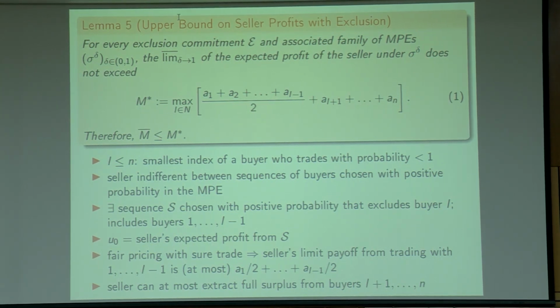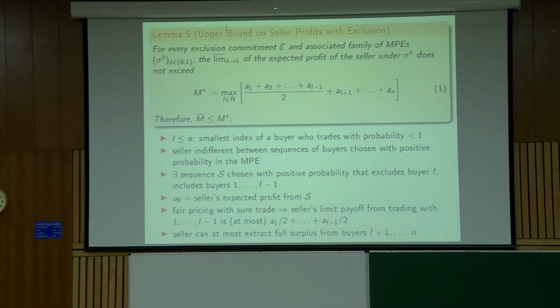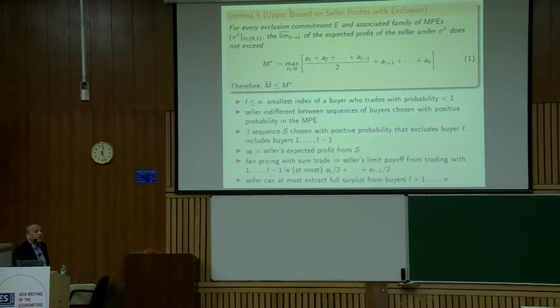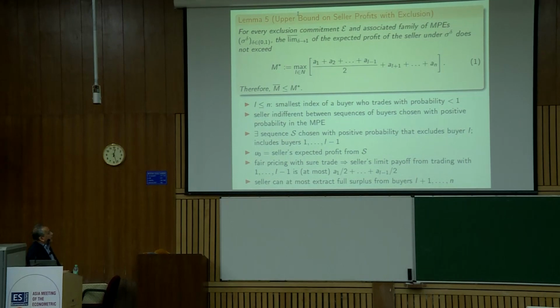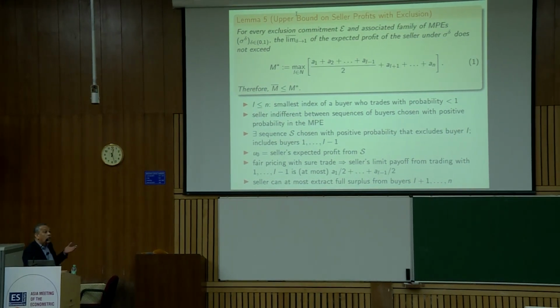So why is that? Remember that an exclusion commitment is a real exclusion commitment. Someone has to be excluded. So if you look at an MPE, it is impossible that all buyers trade with probability 1 in any MPE. So there's going to be a lowest index of a buyer who trades with probability 1, and all buyers with indices above that lowest index trade with probability less than 1 in any MPE.